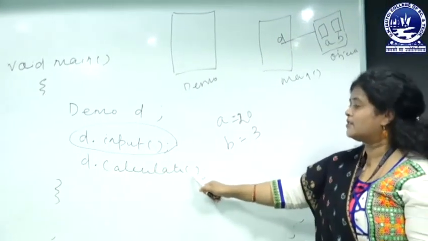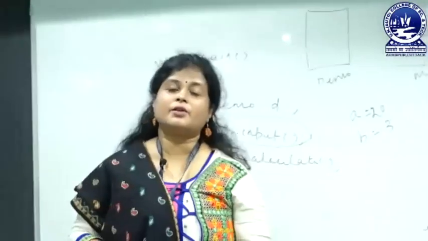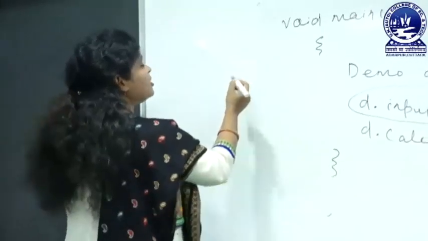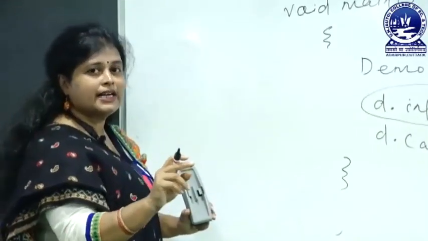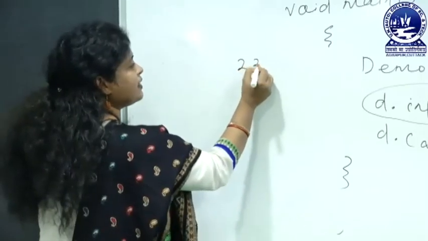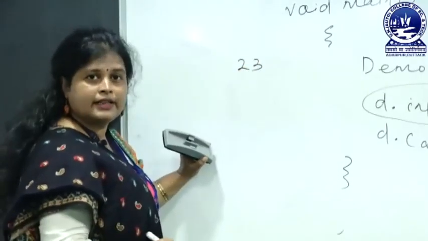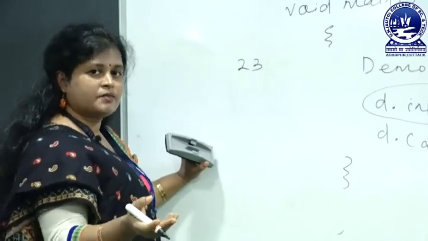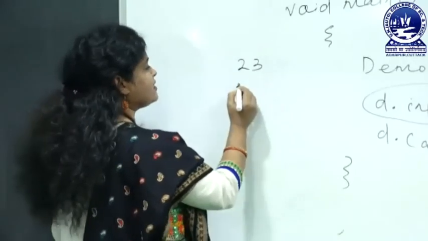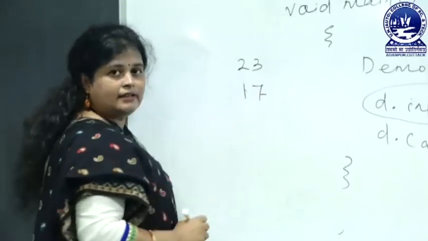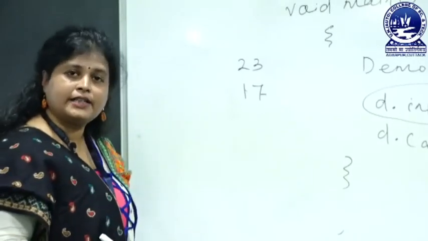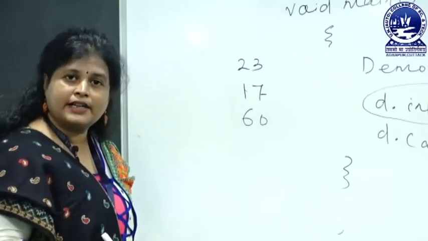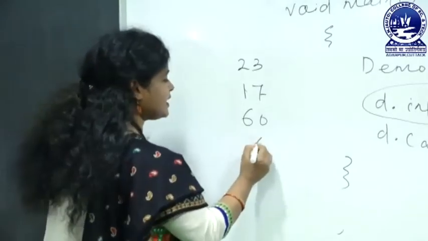Now we will discuss the calculate method. When we are executing the calculate method, what will be the output? First we are displaying the output of sum, meaning the arithmetic addition operator. The output will be 23, a plus b equal to 23. Then next we are displaying the result of the minus operator, or subtraction. The result will be 20 minus 3 equal to 17. Then the next, multiplication operator, the value will be 60. Then the division operator, the value will be 6.